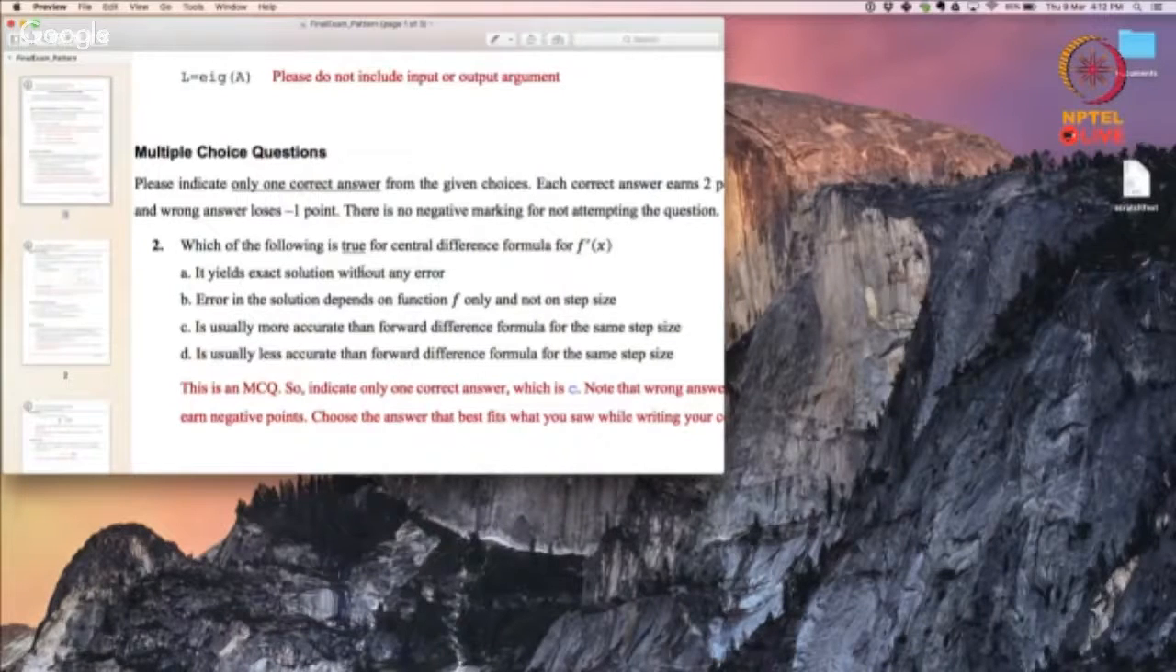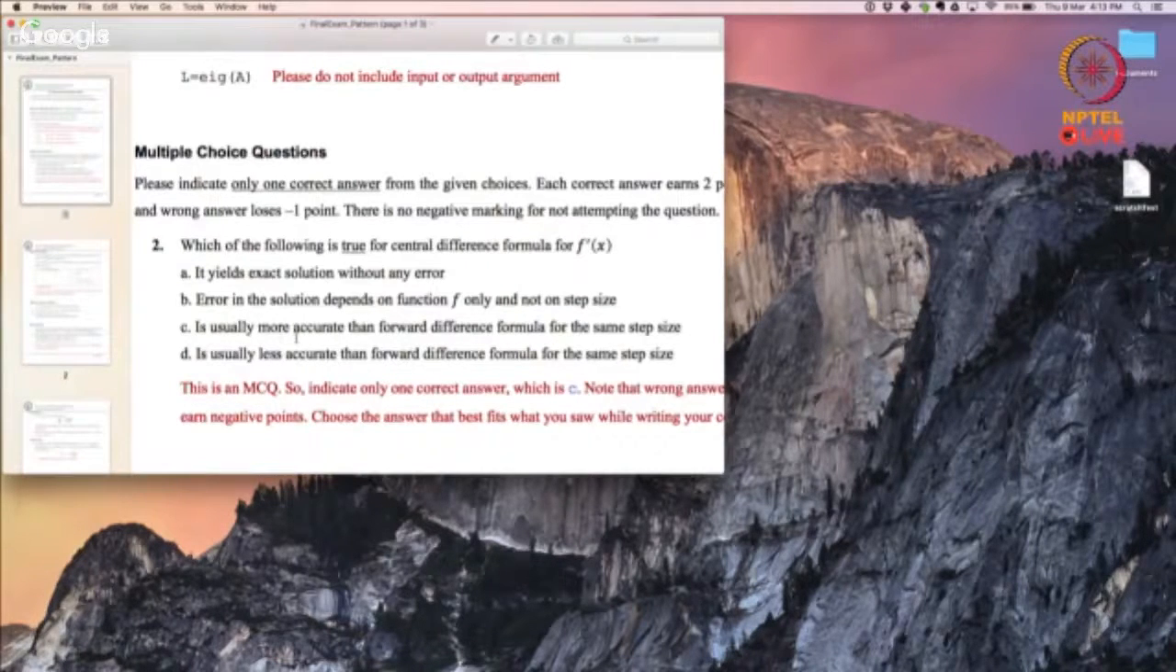Error in solution depends on function f and not on step size. My previous statements again show that this is not true. It's usually more accurate than the forward difference formula. That looks like that would be the correct answer. Let's look at it's usually less accurate than forward difference. That's again not true. So C is the correct answer.